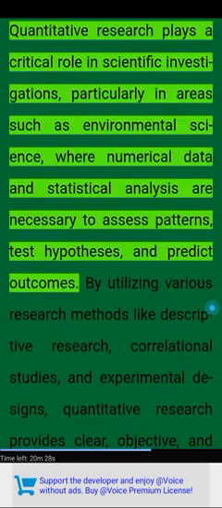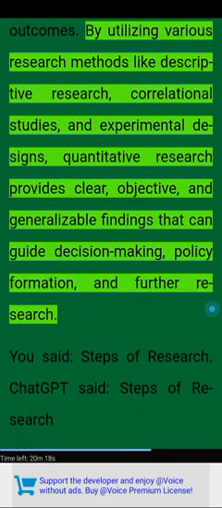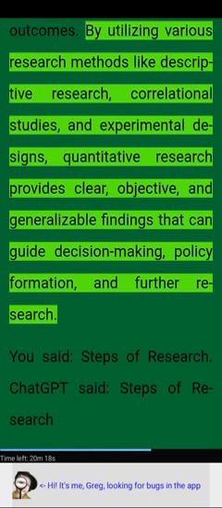Conclusion. Quantitative research plays a critical role in scientific investigations, particularly in areas such as environmental science, where numerical data and statistical analysis are necessary to assess patterns, test hypotheses, and predict outcomes. By utilizing various methods like descriptive research, correlational studies, and experimental designs, quantitative research provides clear, objective, and generalizable findings that can guide decision-making, policy formation, and further research.